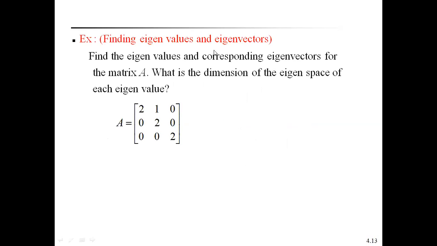Finding the eigenvalues and eigenvectors. One more example: in the previous example we took a 2 by 2 square matrix. In this example we take a 3 by 3 matrix. Find the eigenvalues and corresponding eigenvectors for the matrix A. What is the dimension of the eigenspace of each eigenvalue? Here the matrix A is [2, 1, 0; 0, 2, 0; 0, 0, 2].